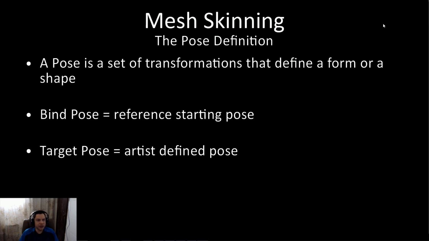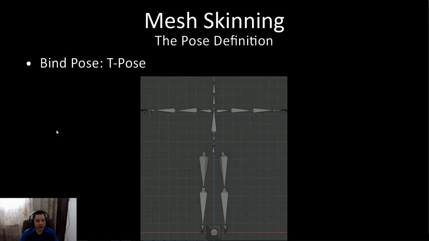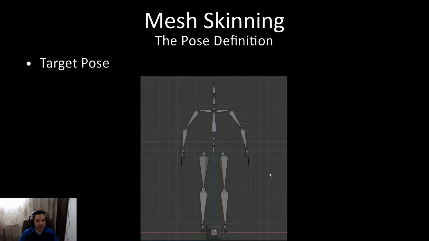A pose is a state where we have a set of transformations that define a form or a shape. We need a reference starting pose. We call this pose bind pose. The artist can define what we call target pose. A very common bind pose is the T pose. We organize our transformations to look like the letter T with the arms open. Now the artist can adjust the transformations creating the target pose. Let's take a look at the poses together.